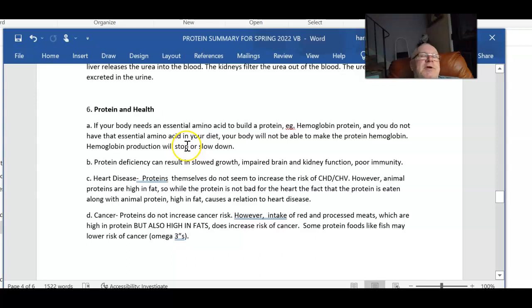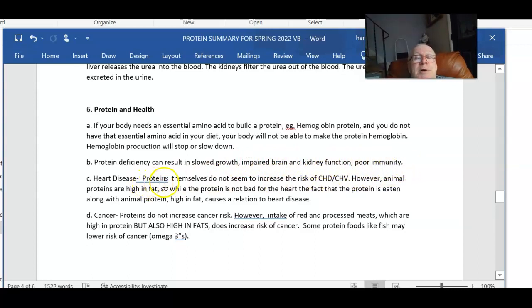If it's a non-essential amino acid, your body essentially can jiggle some things around, maybe take an amino group off of one thing and put it on something that doesn't have an amino group and convert it into the non-essential amino acid, which will then get converted into the protein. Protein deficiency can result in slowed growth, impaired brain and kidney function, and poor immunity.